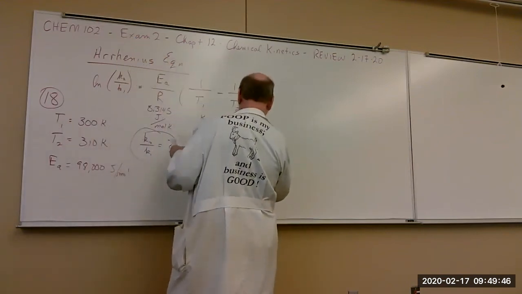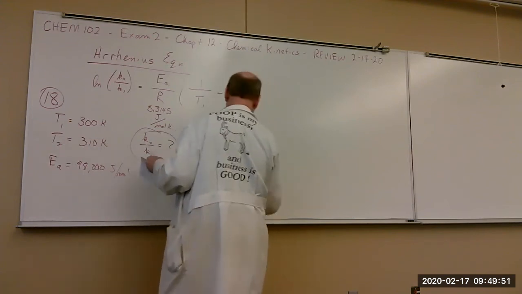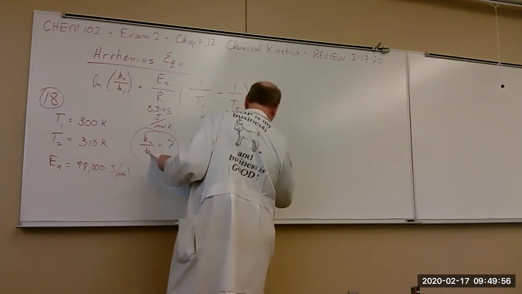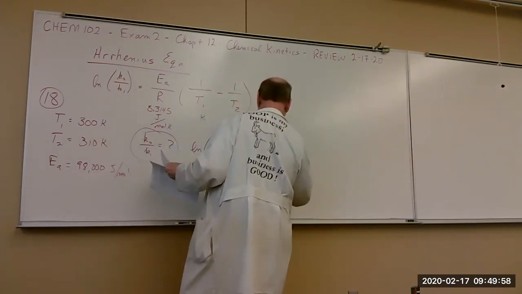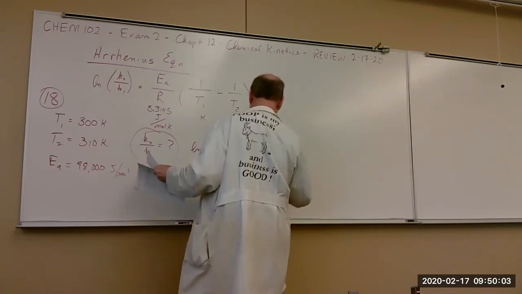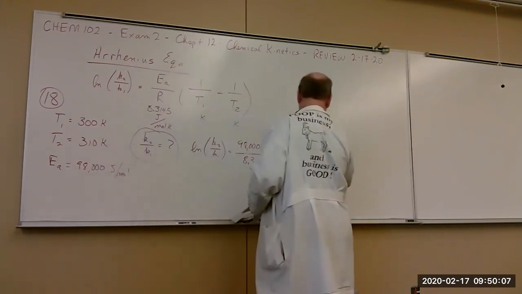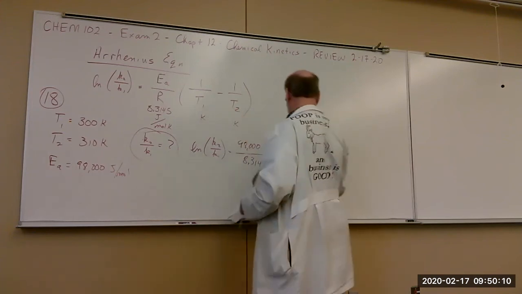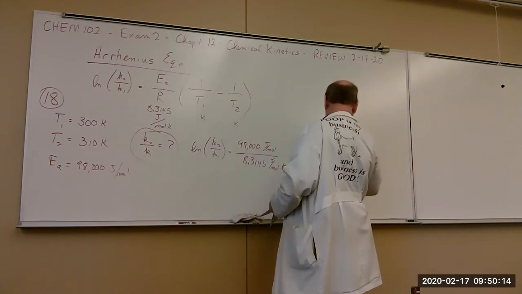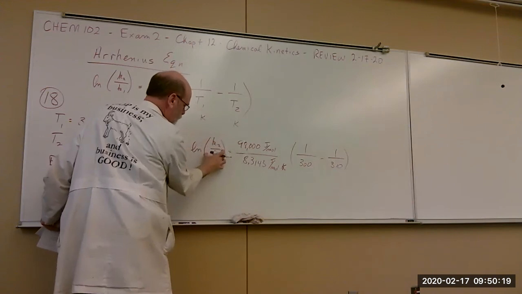So this is 8, excuse me, 8.3145 joules per mole K, big K. And these are our temperatures. So the lower temperature is 300. The higher temperature is 310. There we have our expression. Now what we do is solve for this part right here.